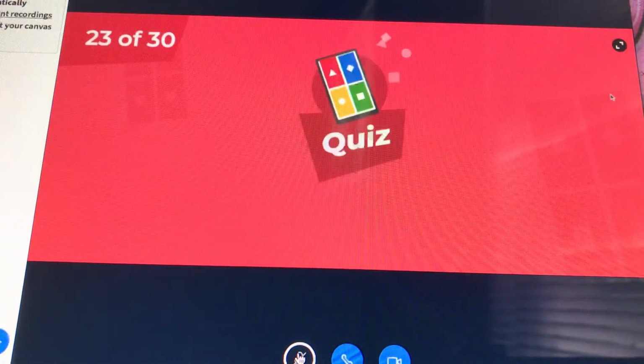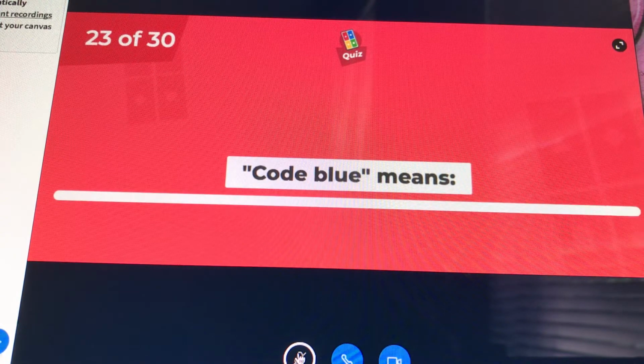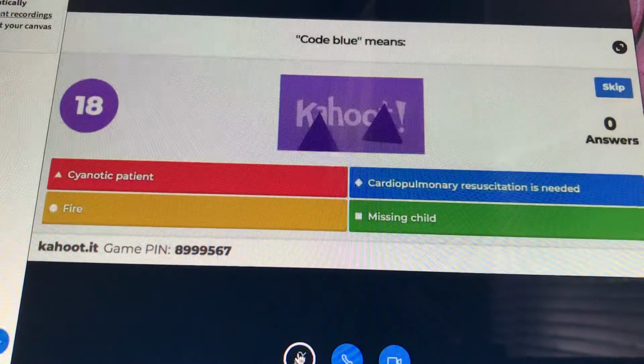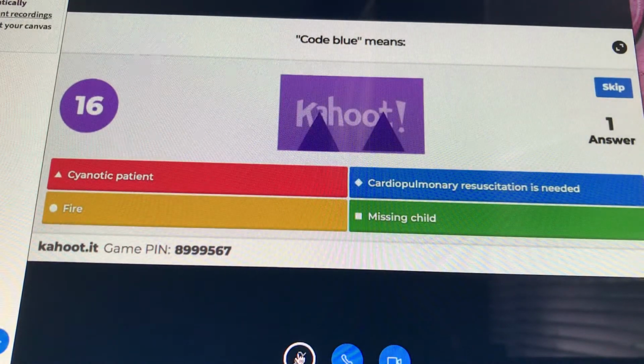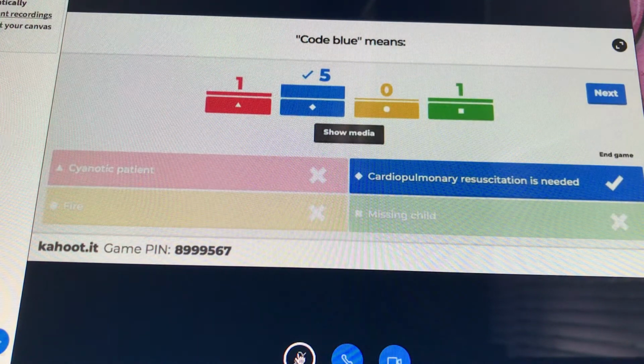Code blue means cardiopulmonary resuscitation. We don't call anything for that. We just fix them unless they do need a code called because they're either not breathing or their heart has stopped.